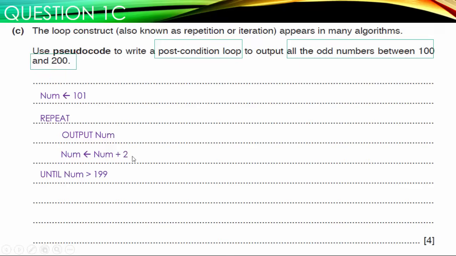We're going to increment it by 2, which gets me into 201. Then it says until num is greater than 199. Because 201 is greater than 199, I exit the loop and nothing is outputted. So an easy way to pick up 4 points there.